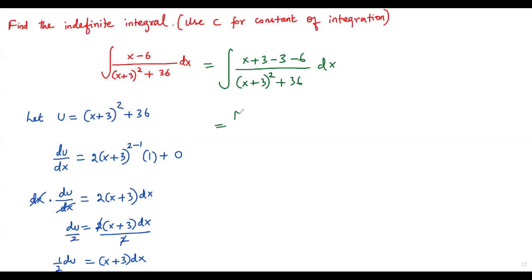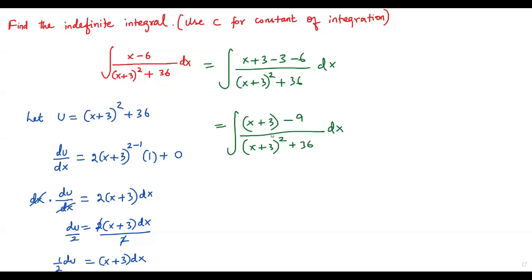Okay, now in my next step, we can consider x + 3 as just one term, and when I combine this negative 3 and negative 6, I'm getting negative 9 over (x + 3)^2 + 36 times dx.